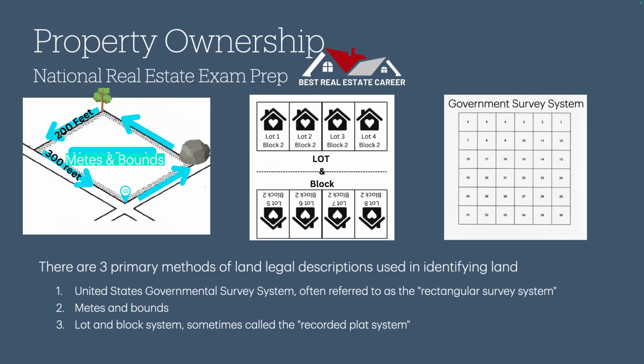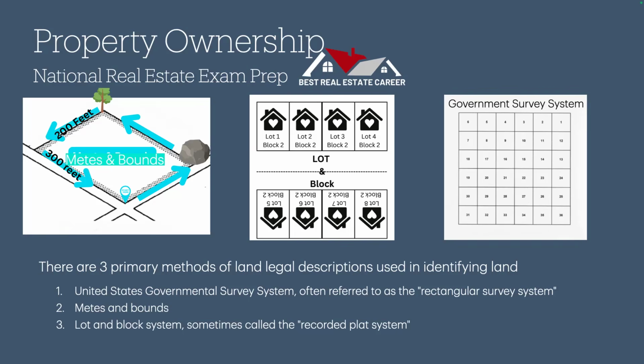Now, I think you could see a question on your exam that says, which one of these is not a valid legal description? All three of these are valid legal descriptions: metes and bounds, lot and block, the recorded plat system, and the governmental survey or rectangular survey system. On the test, I think they're going to say which one of these is not valid.